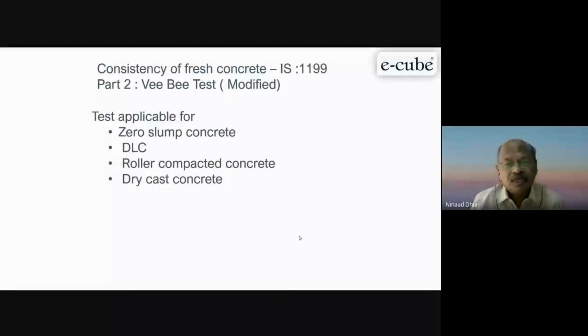So when you go for others, where the workability is lower than this, it's difficult to manage this slump, even with the normal VB test. So now this new IS code has included this test for where you are handling concrete at a very dry stage. That is zero slump concrete.